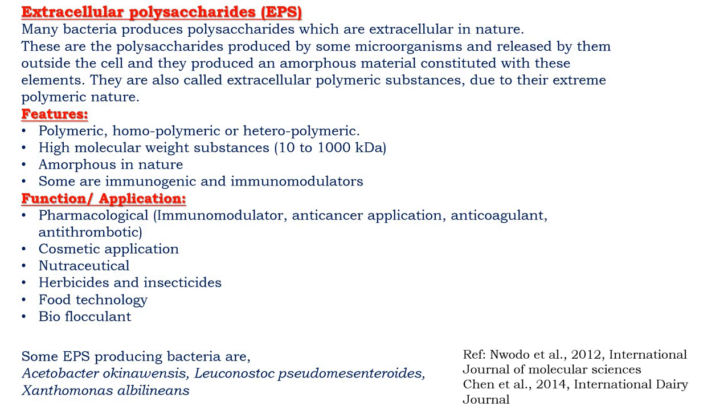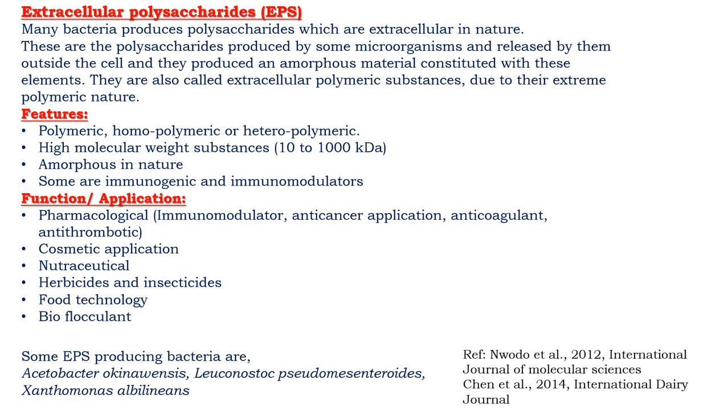They're also called extracellular polymeric substances, or EPS, or extracellular polysaccharide, the same thing. So this EPS has varied applications in different industries. Particularly, they have certain features: they are polymeric, and these polymers may be homopolymeric or heteropolymeric. They have a high molecular weight, 10 to 1000 kilodalton. They're completely amorphous in nature, that means they don't have any specific morphological structure.